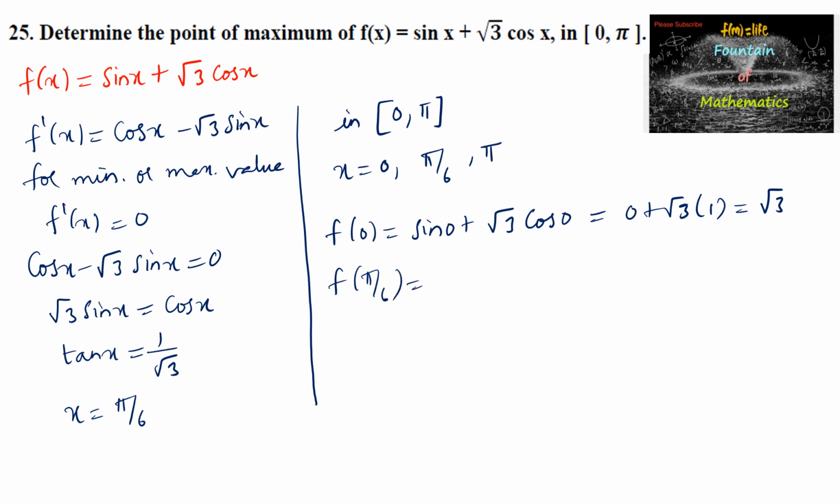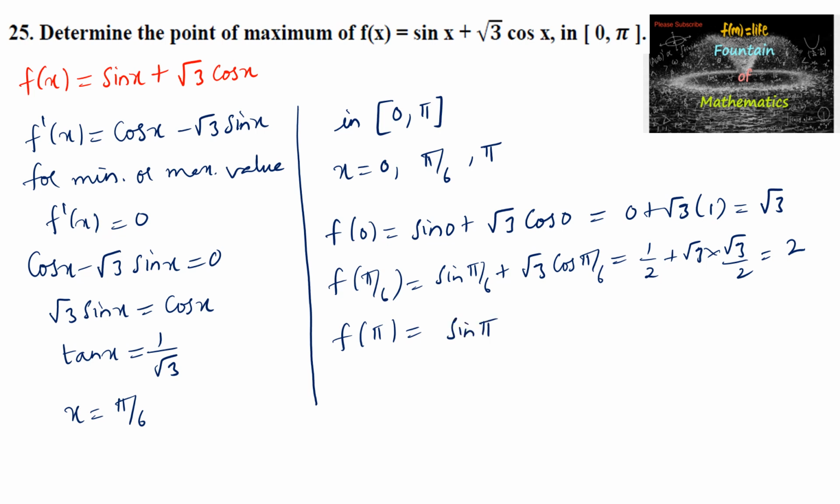And f of pi by 6 is equal to sine pi by 6 plus root 3 cos pi by 6, that is 1 by 2 plus root 3 into root 3 by 2, which is 1 plus 3, 4 by 2, that is 2. And f of pi is equal to sine pi plus root 3 into cos pi. Sine pi value is 0 plus root 3 into cos pi value, which is minus 1, so minus root 3. So here we can observe that among these three, the maximum value obtained is 2 at x is equal to pi by 4.